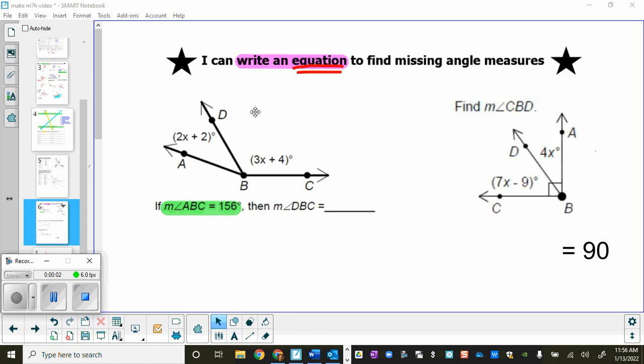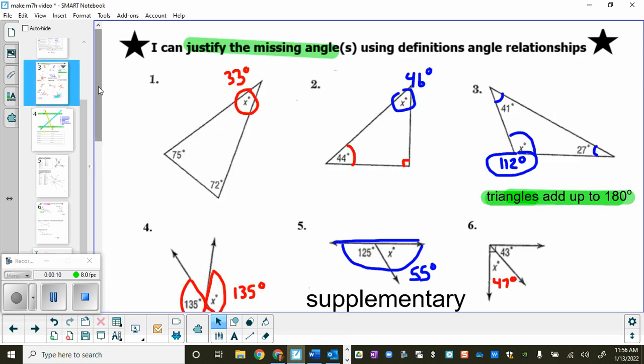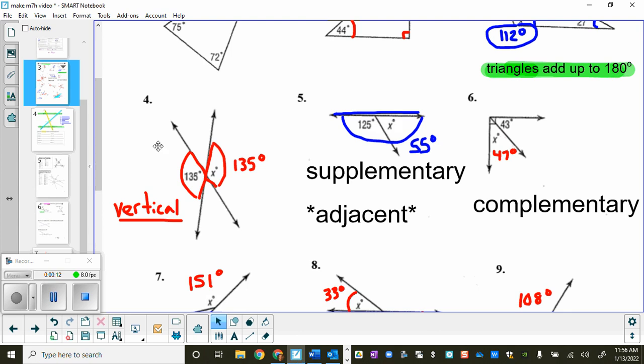Hey, welcome to the video where we're going to be writing equations to find missing angle measures. Now I'm going to briefly go back to an earlier page in the packet and show you that you can find a missing angle measure just using the definition of a relationship.